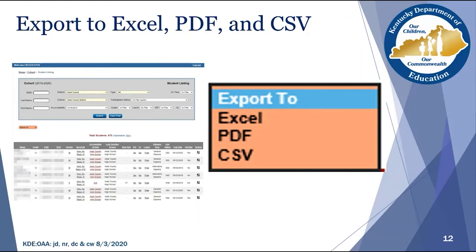Now, this screenshot just shows you how to export it to Excel, PDF, and CSV, so that you can see all the information at one time. But then you'll want to make sure that you go back to your student listing to be able to make those changes.